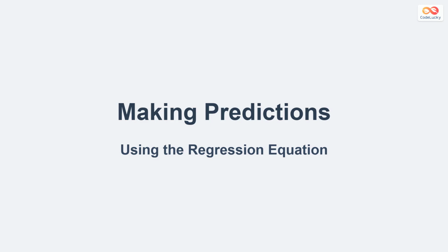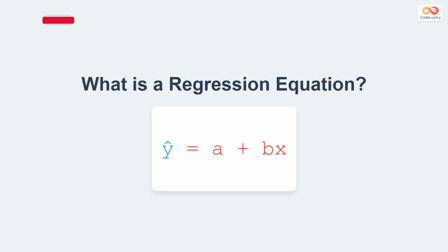Welcome. Today, we're going to learn how to make predictions using a powerful tool in statistics, the regression equation. A regression equation is a mathematical formula. It's written as y hat equals a plus b times x. This equation helps us predict a y value based on a given x value.